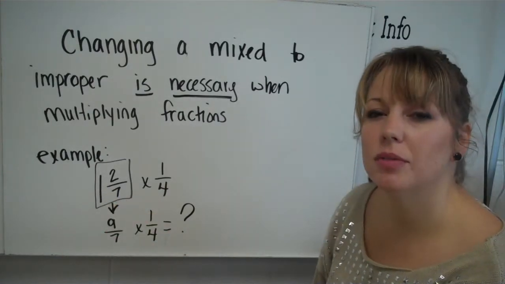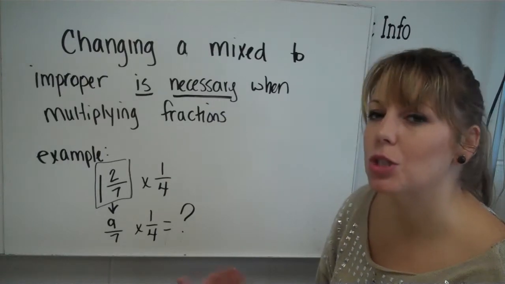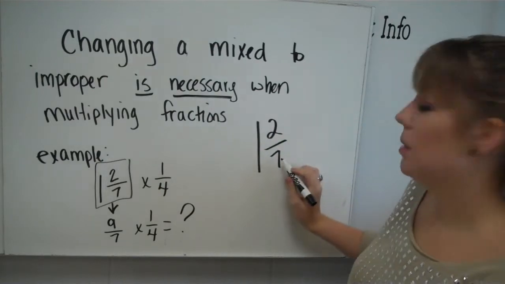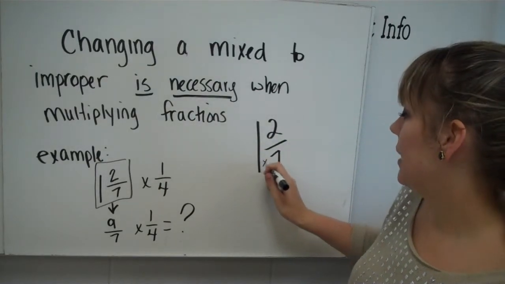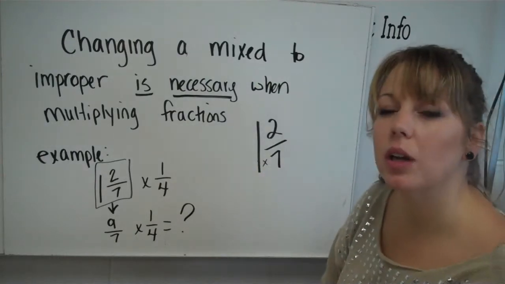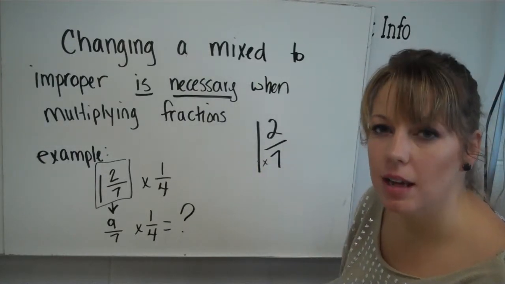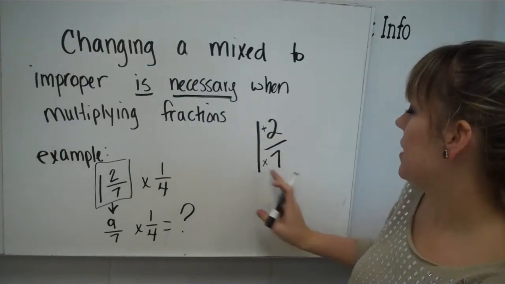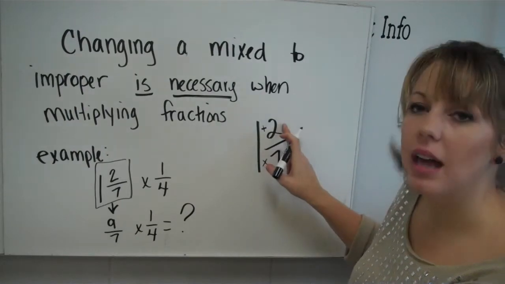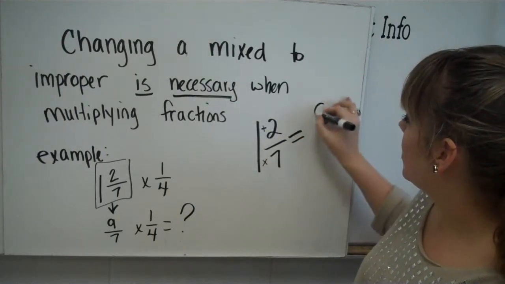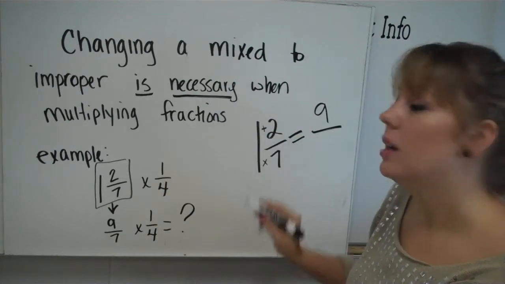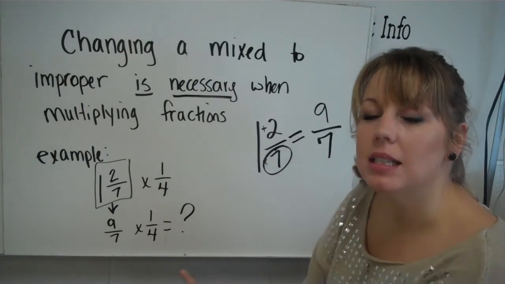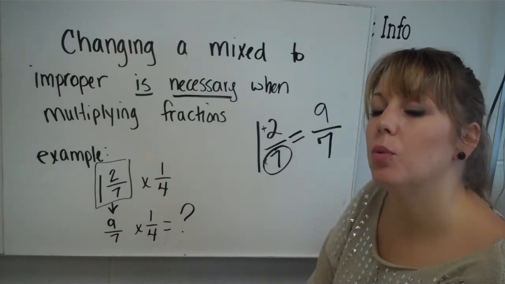Let's review how to convert a mixed number to an improper. Here's your number 1 2/7. You're going to multiply your denominator by your whole number. 7 times 1. And what is 7 times 1? It is 7. But you're not finished. You have to add your numerator. So 7 times 1 is 7. Add 2 to that. That's going to give you 9. That's your new numerator. And you keep the same denominator. So 9/7 is the improper form of the mixed number 1 2/7.